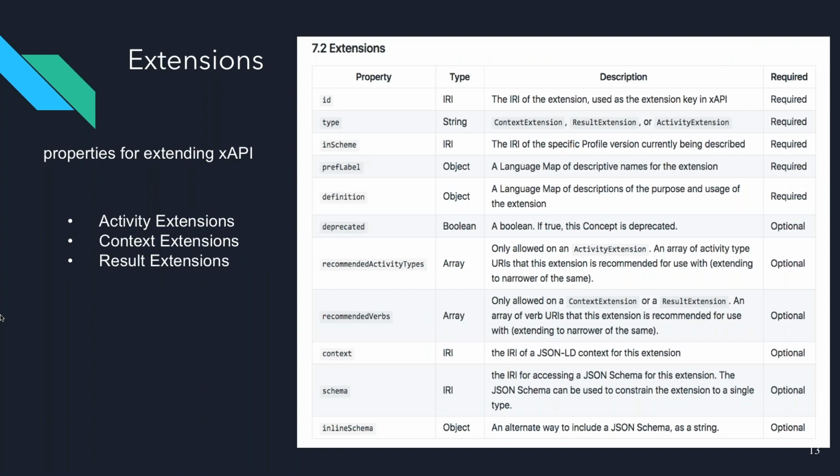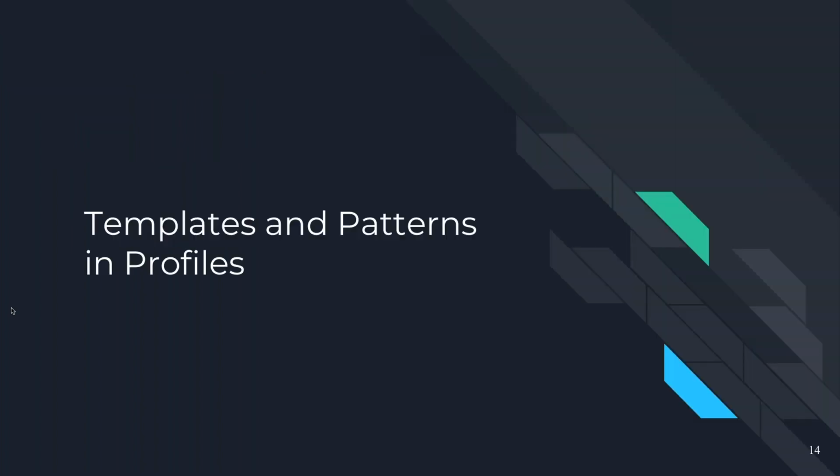Getting into extensions, the concept of an extension, there are actually several different types. Extensions are basically custom properties that are used in profiles for extending xAPI beyond its core data model. So again, in the far right column, you can see some of the required properties and then some of the optional ones here for different types of extensions. You have activity extensions, context extensions, and result extensions. And then the optional properties for extensions allow you to provide more advanced options as to whether a concept has been, for example, deprecated, if there are recommended activity types or recommended verbs. And it also allows you to provide a JSON schema for constraining the extension to a specific type, which is a real powerful feature of xAPI profiles in the profile spec.